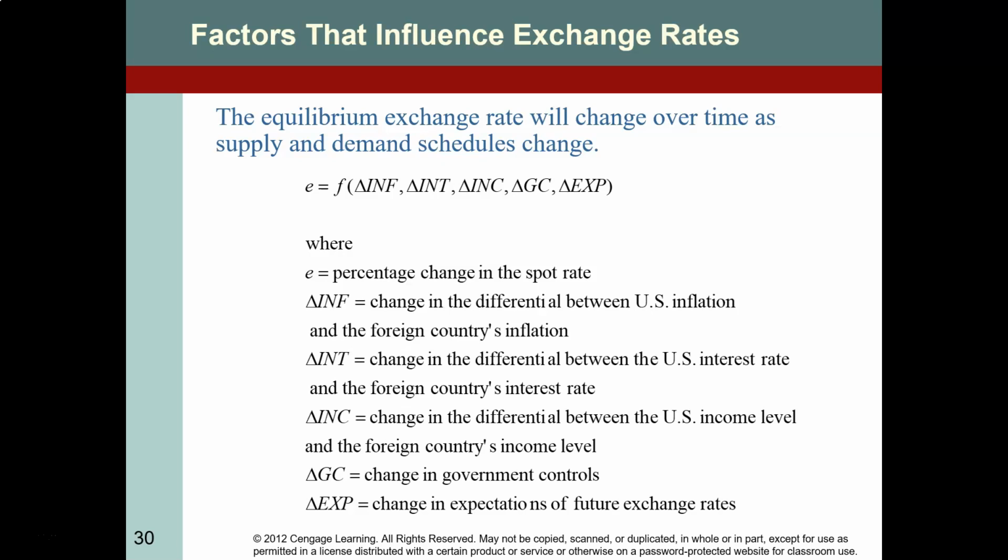The last factor is delta EXP, changing expectations of future exchange rates. Okay, so these are the 5 factors. Changing inflation rate, changing interest rate, changing income, change in government control, changing expectations of the future exchange rates. Now we're going to discuss these factors one by one in detail.